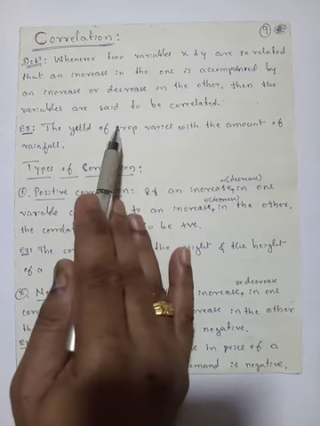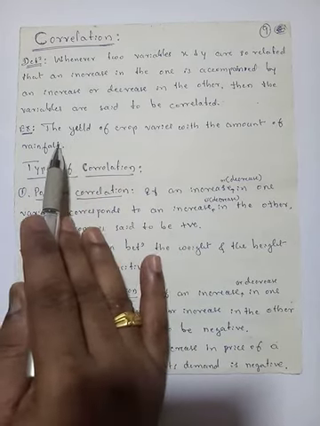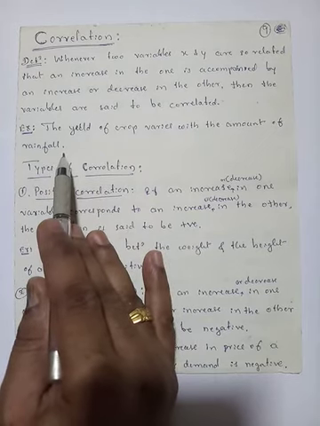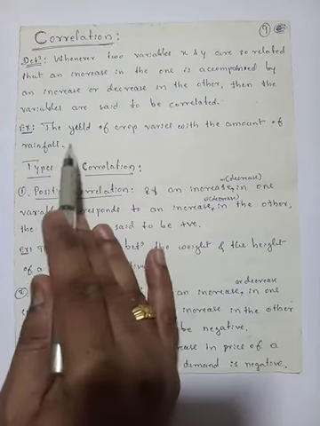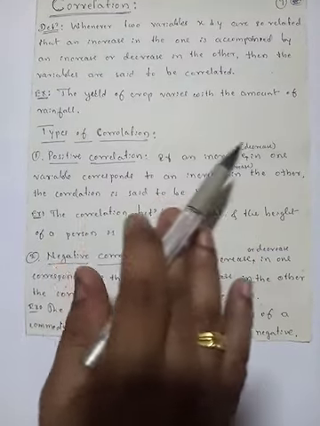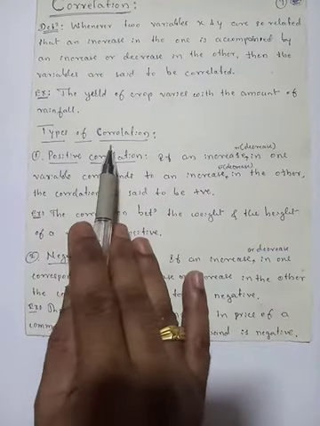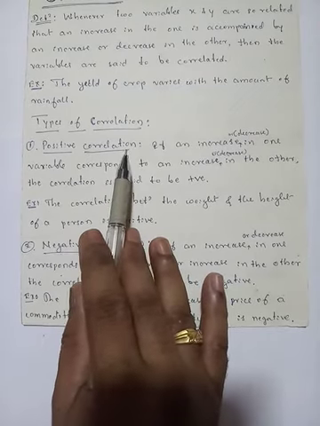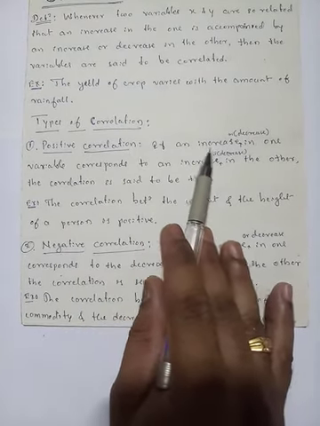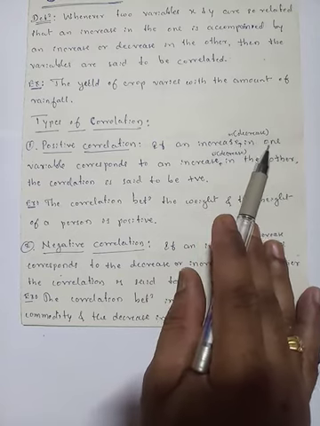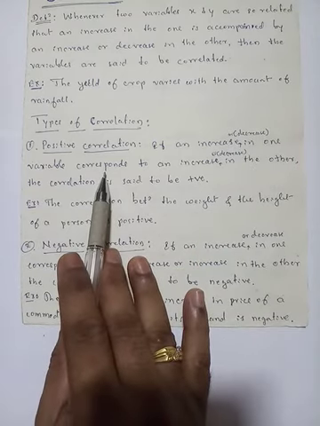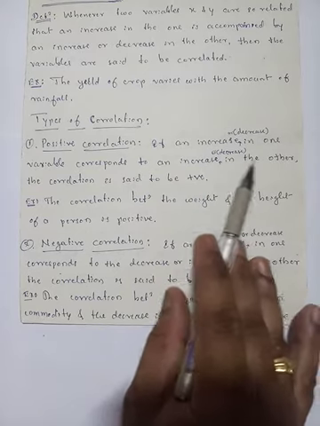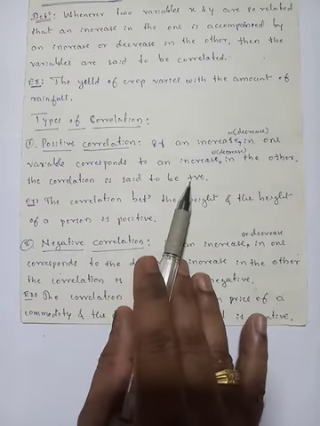You can consider rainfall as one variable, and yield of crop as another variable. So there is a relation between these two. Then we have types of correlation. The first one is positive correlation. Positive correlation is if an increase or decrease in one variable corresponds to an increase or decrease in the other, then the correlation is said to be positive.